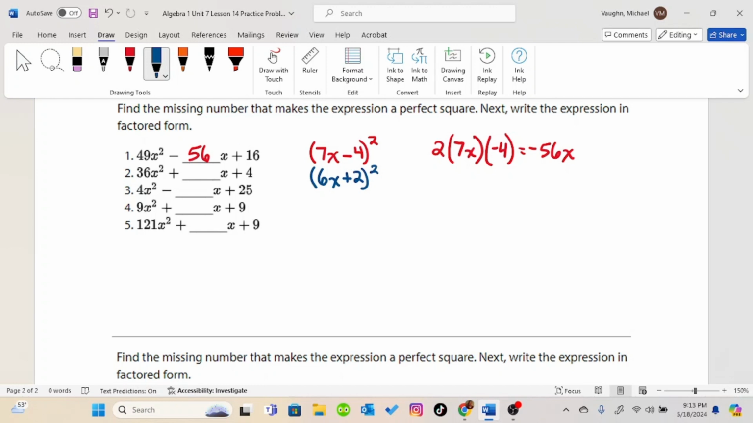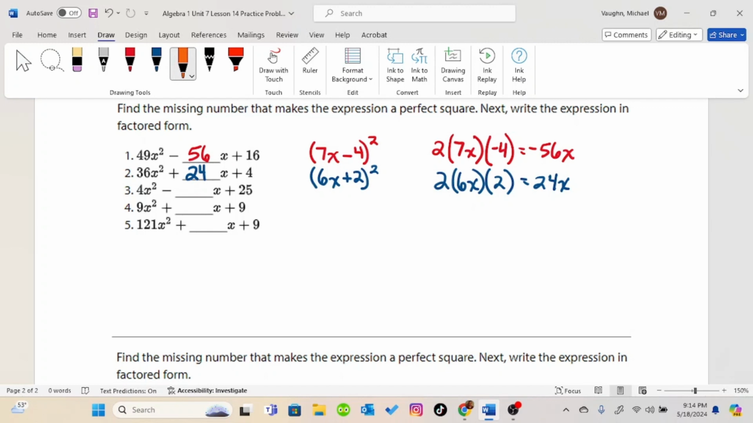To find the missing number, we're going to do 2 times 6x times 2. 2 times 6x is 12x, and 12x times 2 is 24x. So the missing number is 24.